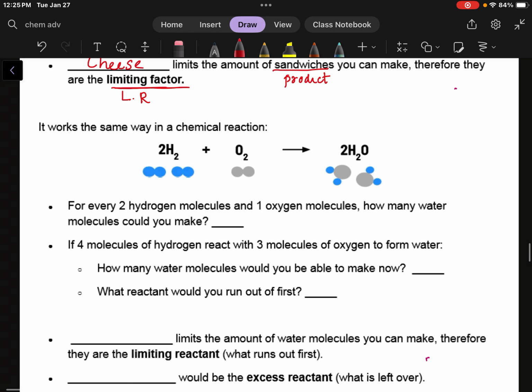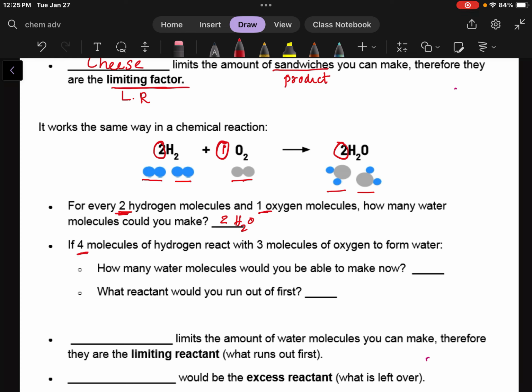Let's see one chemistry example. Okay, here you can see 2 hydrogen because they are diatomic, 1 oxygen, it is also diatomic, and you are getting 2 moles of water. Okay, so that is the mole ratio. You need 2 and 1, and that will produce 2 moles. The scenario, if you have 2 hydrogen and 1 oxygen, you can make 2 water.